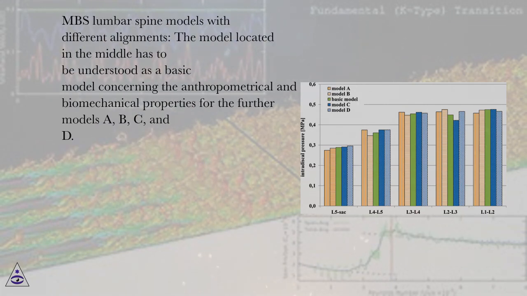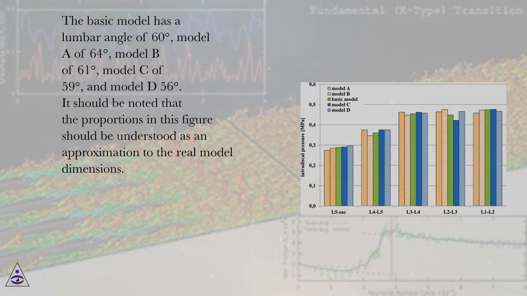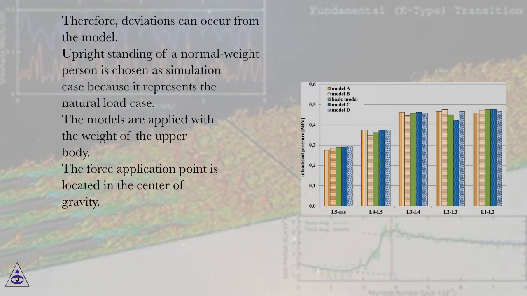MBS lumbar spine models with different alignments. The model located in the middle has to be understood as a basic model concerning the anthropometrical and biomechanical properties for the further models A, B, C, and D. The basic model has a lumbar angle of 60 degrees, model A of 64 degrees, model B of 61 degrees, model C of 59 degrees, and model D 56 degrees. It should be noted that the proportions in this figure should be understood as an approximation to the real model dimensions. Therefore, deviations can occur from the model.